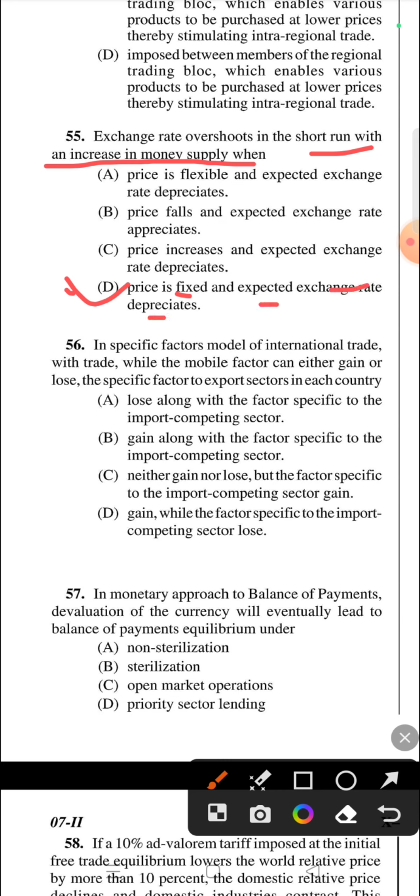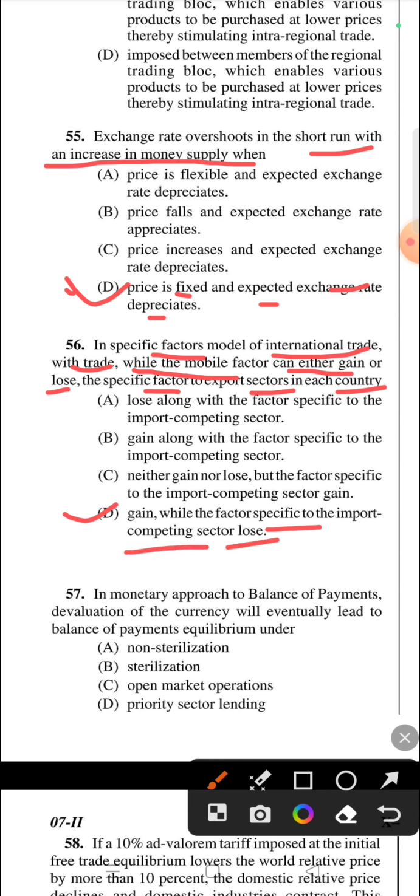Question number 56. In the specific factors model of international trade, with trade, while the mobile factor can either gain or lose, the specific factor to the export sector in each country, the right answer is option D, gains, while the factor specific to the import competing sector loses.